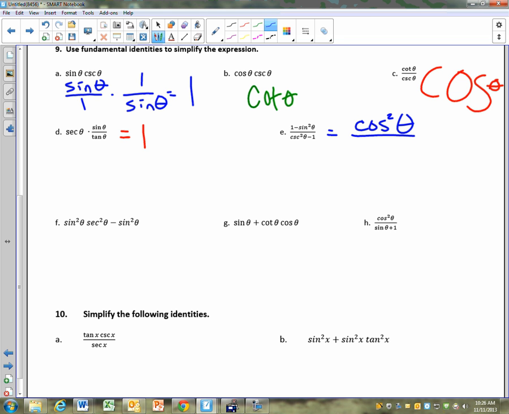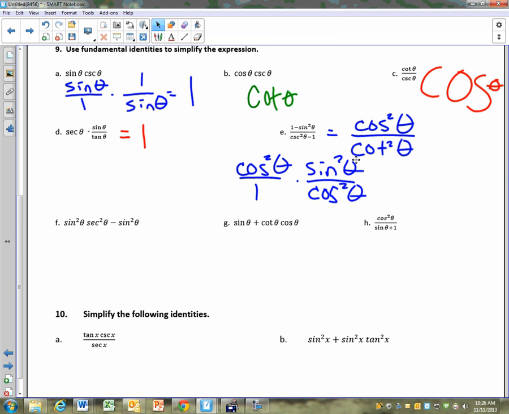So you have multiple ones here. Cosecant squared minus 1 is cotangent squared. You can find that from one of the identities written down. So now I'm going to multiply by the reciprocal. Cosine squared of theta over 1 times cotangent is, but I want to write in terms of sine and cosine. So cotangent is cosine over sine. So I multiply by the reciprocal, sine squared over cosine squared. And when you do that, you can see your cosines cancel.